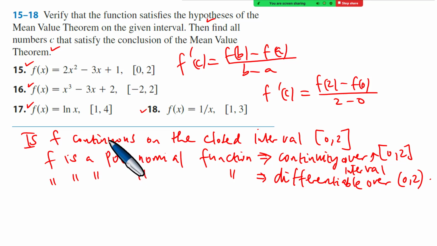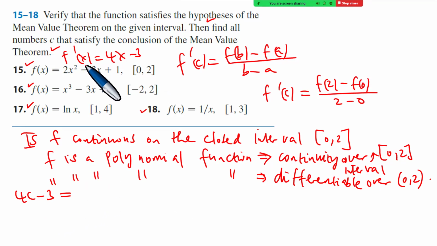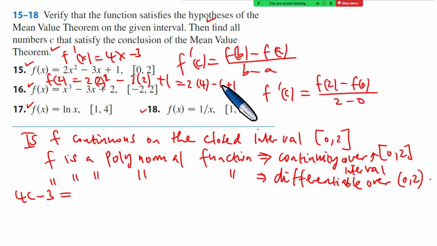What then exactly is this? What is f prime of x? It is 4x minus 3, which is the same as 4c minus 3, which is equal to f of 2 minus f of 0, over 2. So f of 2 is 2 squared minus 3 times 2 plus 1. We want to find the value of this function at 2. It is 4 times 2 minus 6 plus 1, which is 8 minus 6, which is 2, plus 1, which is 3.